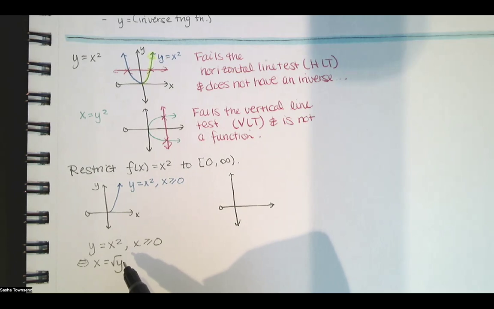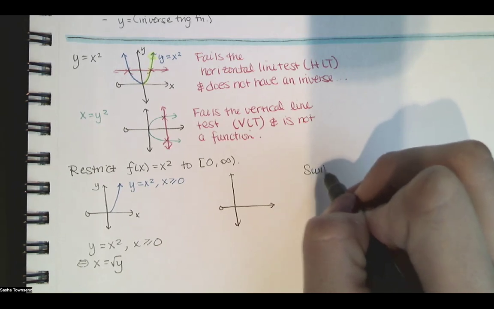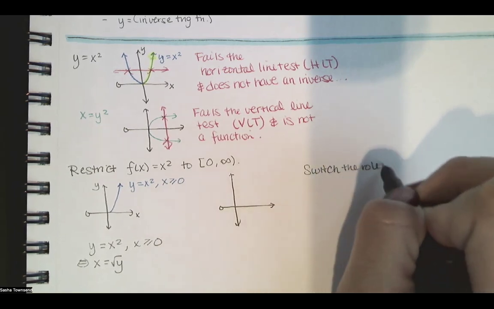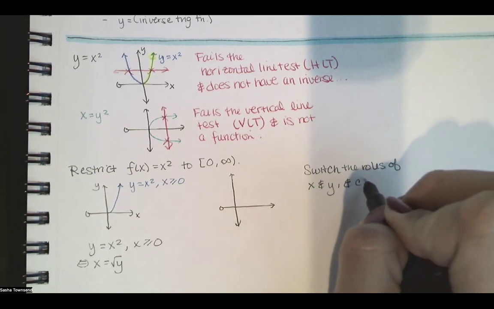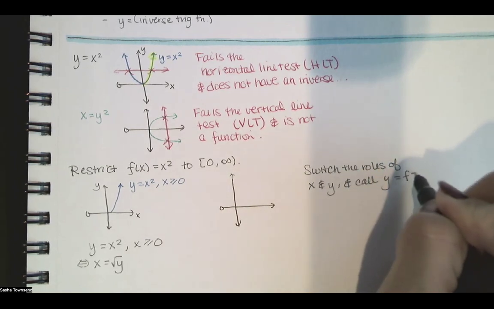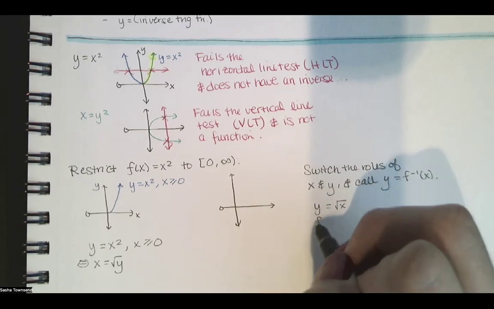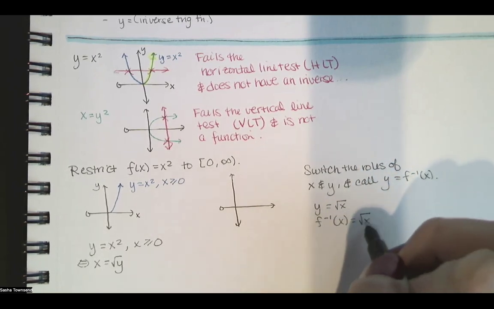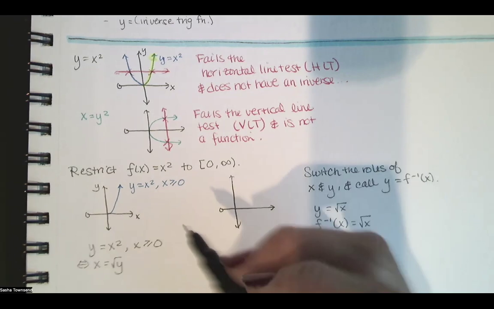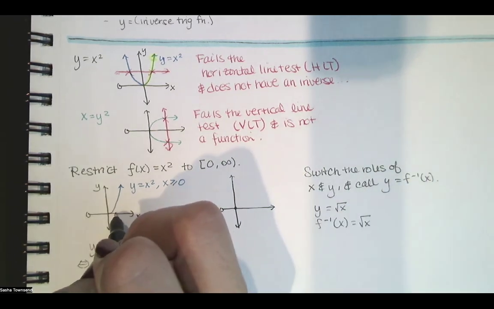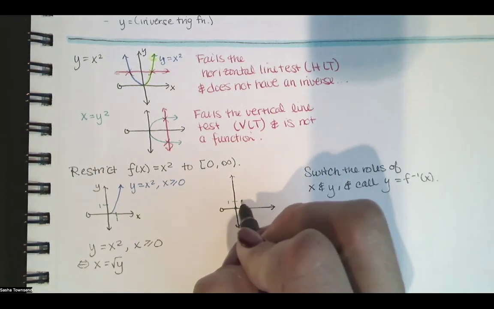If we switch the roles of x and y, and then we call that y value f inverse, then we have y equals the square root of x, or f inverse equals the square root of x. And when we graph that, what we get is this. Since 0, 0 is on this graph, 0, 0 is on this graph, when x is equal to 1 here, y is equal to 1, so the point 1, 1 is on this graph as well.